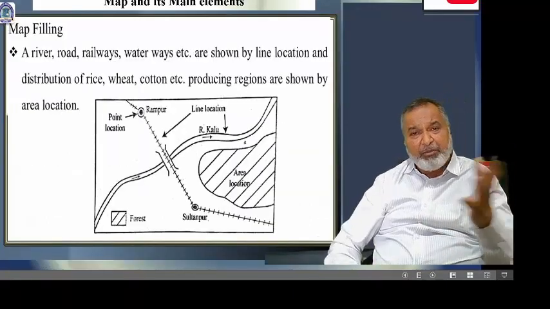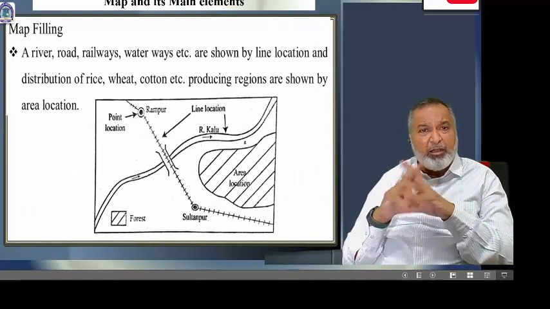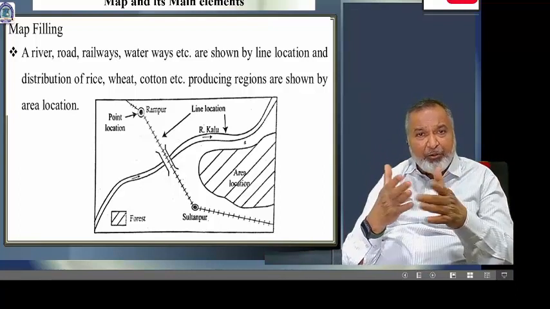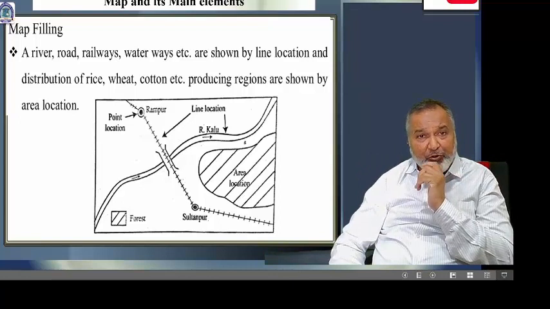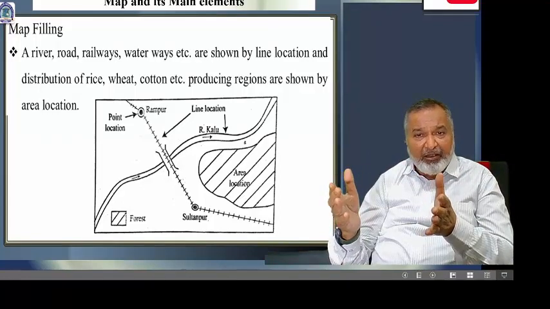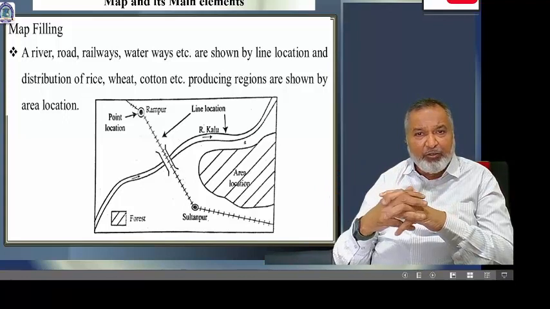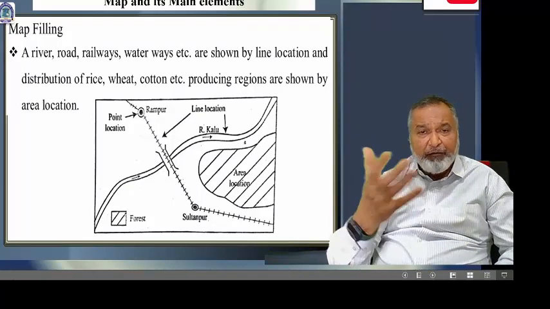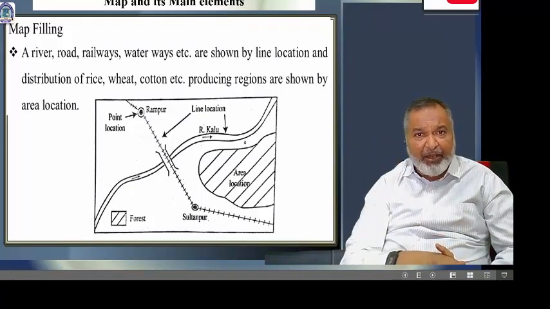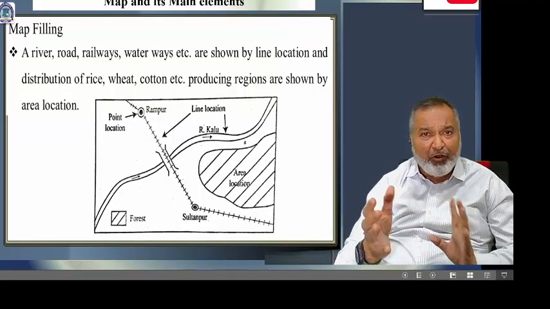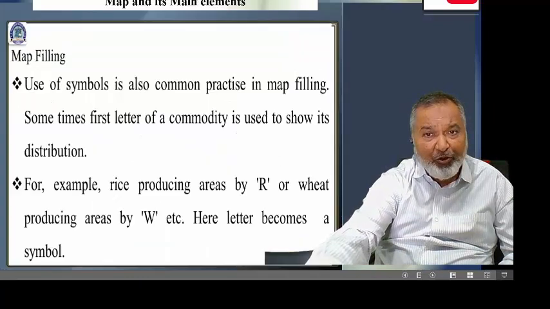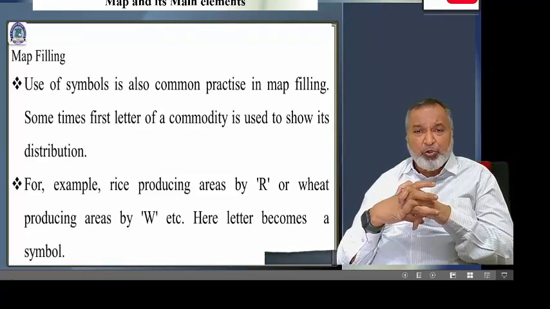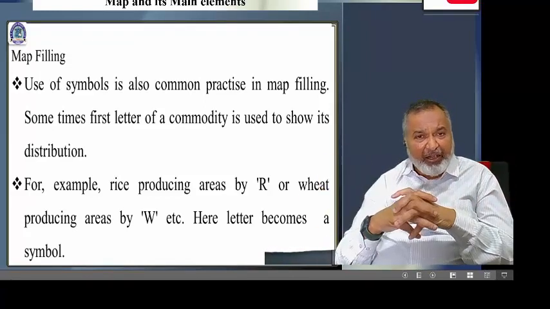For example, here we have shown on the plain paper that a road has been shown, a railway line is there. On that railway line and road there is a bridge, and that bridge is also shown. Then we have the cultivated area, that is also shown. Which place is nearby, that is Rampur, and whatever the distribution of cotton, rice, that also we can show in that particular area. These are the symbols we are going to use to show the various commodities and their distribution.